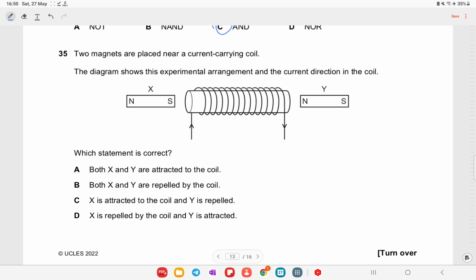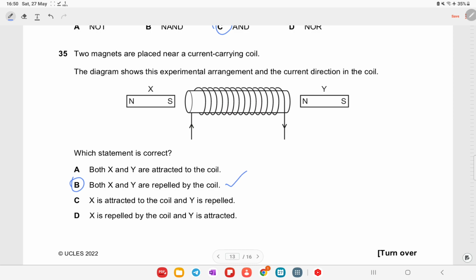No, this is not right. Both X and Y are repelled by the coil. Yes, that may be a possible scenario. X is attracted to the coil and Y is repelled. No. Okay, option B is going to be the right answer for this.